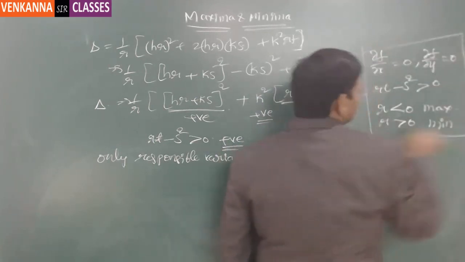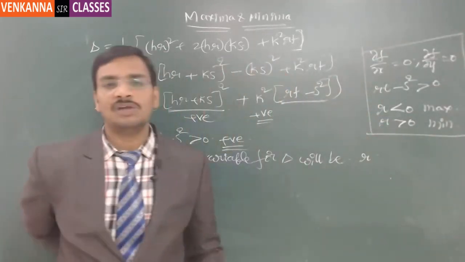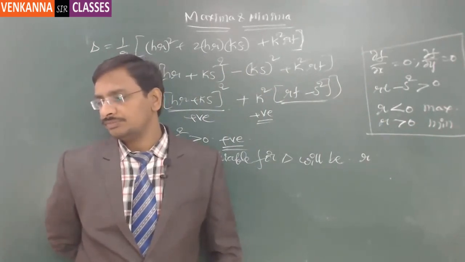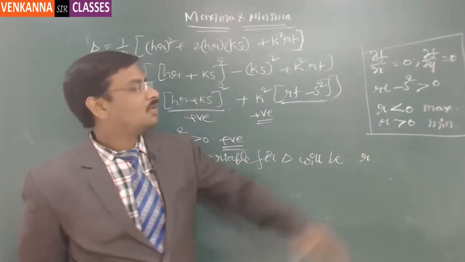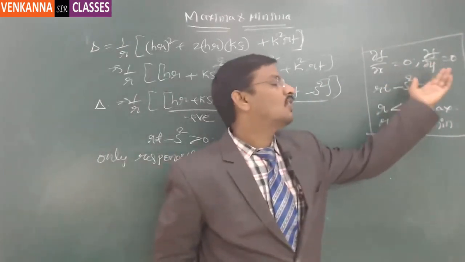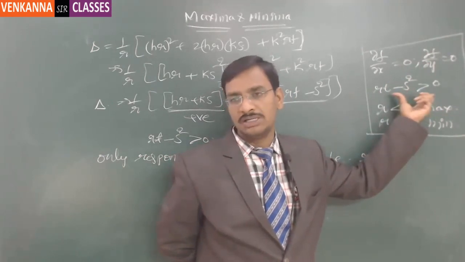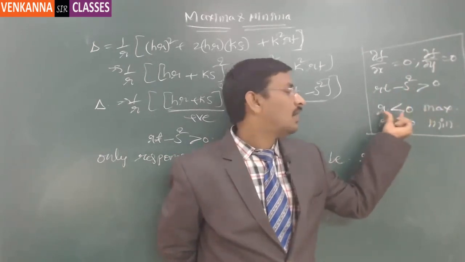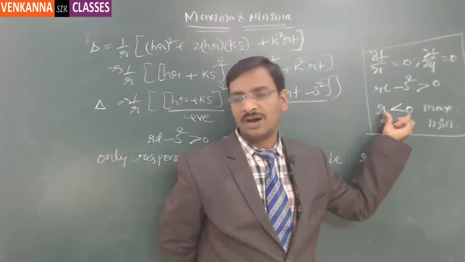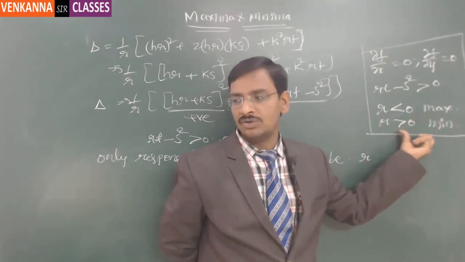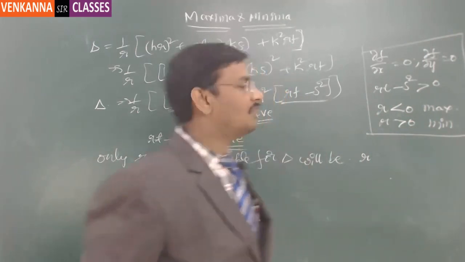So these are the conditions for finding out the maximum value or minimum value in the case of two variables. Got it? So dou f by dou x you have to equate to 0 and dou f by dou y you have to equate to 0. RT minus S square you have to assure that it is greater than 0. Then R is the only responsible component. If R is less than 0, then you are going to get the maximum value. If R is greater than 0, you are going to get the minimum value.